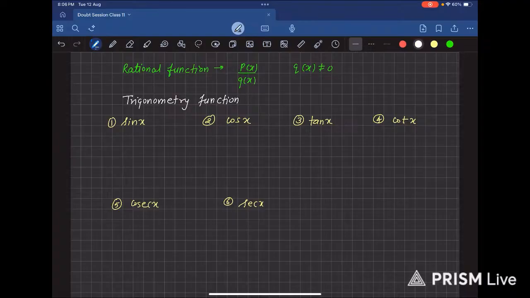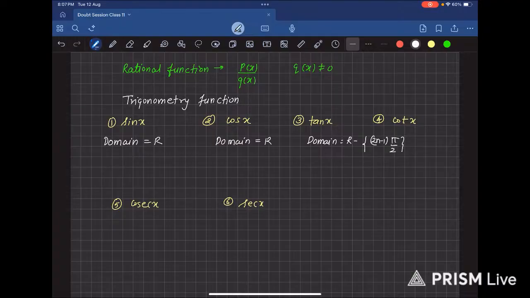What is the domain for sin x, everyone? It is all real numbers. The domain for cos x is also all real numbers. For tan x, the domain is all real numbers, but odd multiples of pi by 2 are not applicable here, so I am removing those values: 2n minus 1 into pi by 2, we cannot take.